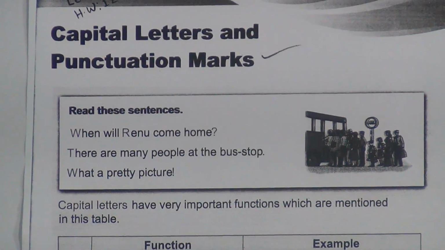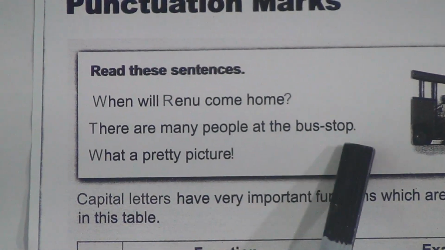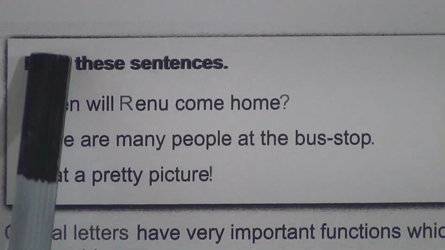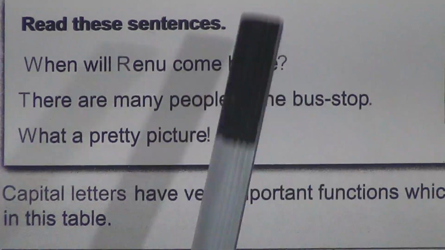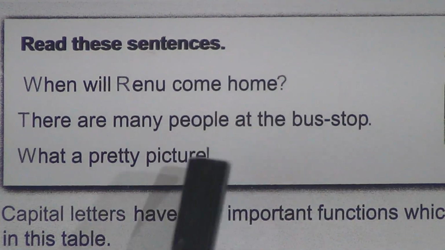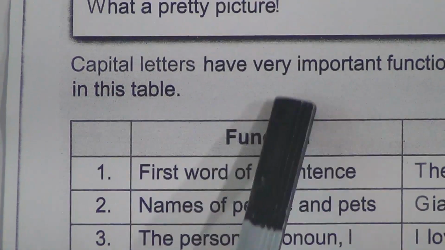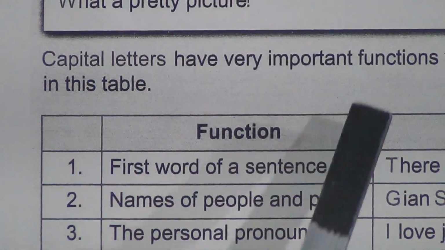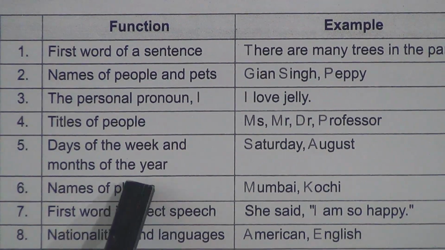Students, look at these examples. When you come home, there are many people at the bus stop. What a pretty picture. Here we have written all sentences starting with a capital letter, and at the end we use a question mark, full stop and sign of exclamation. So we have to know what is a capital letter and punctuation mark. Capital letters have very important functions which are mentioned in this table. From this you can get some information about capital letters.